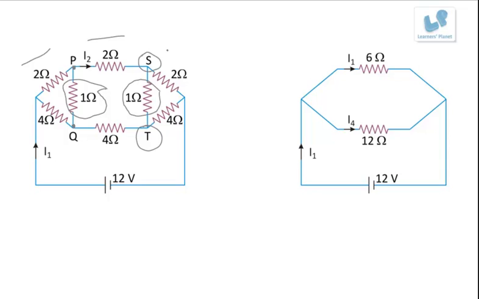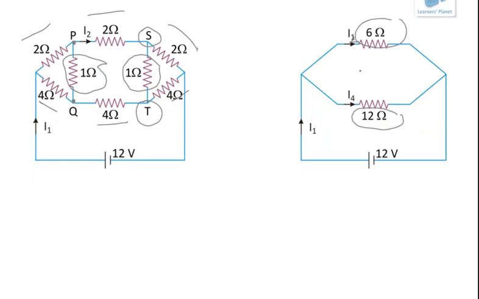Now this 2 and 2 will be in series, giving 6 ohm as effective resistance. 4 ohm, 4 ohm and 4 ohm again will be in series, so the net is 12 ohm. Let us say the current I1 is entering into the circuit, I2 is passing through the 6 ohm and I4 is passing through the 12 ohm. Since 6 ohm and 12 ohm are in parallel, the ratio of their resistance is how much?